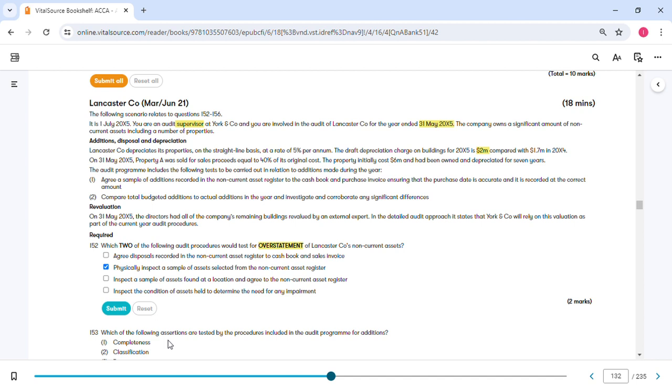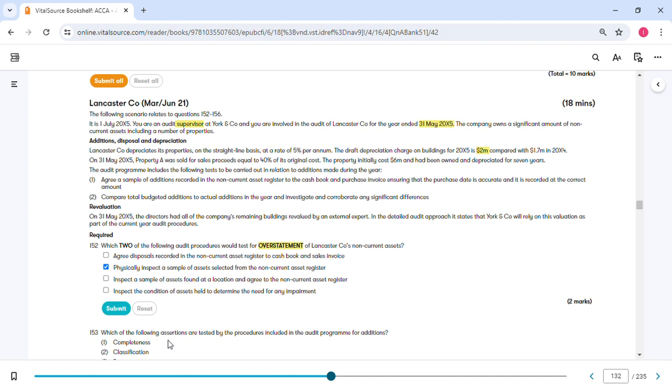Last one, sir, or something? Inspect the condition of assets held to determine the need for any impairment. What is the first one? Agree disposals recorded in the non-current asset register for cash to cash book and sales invoice.